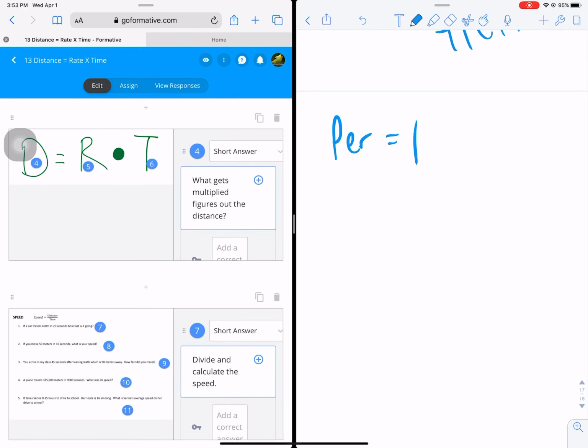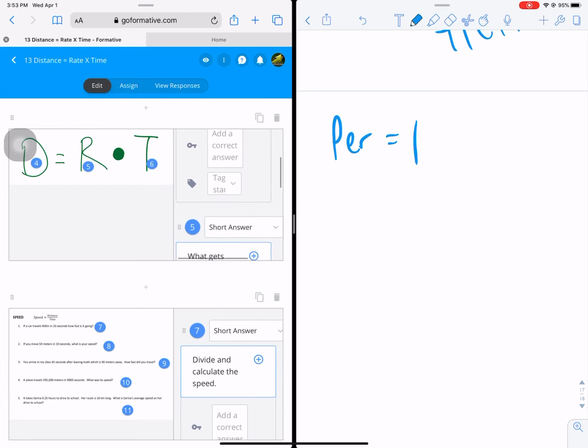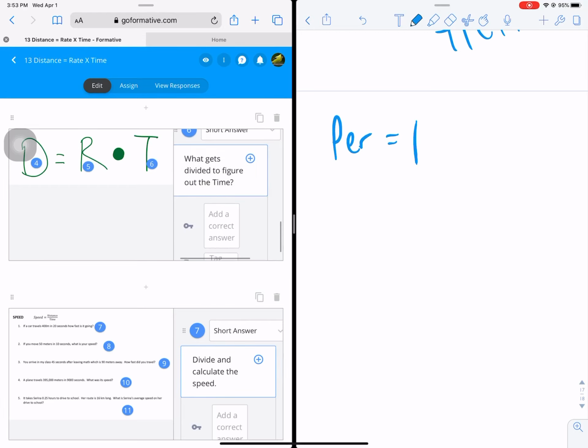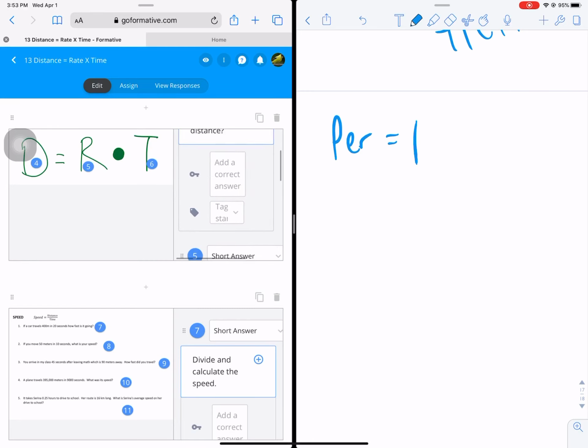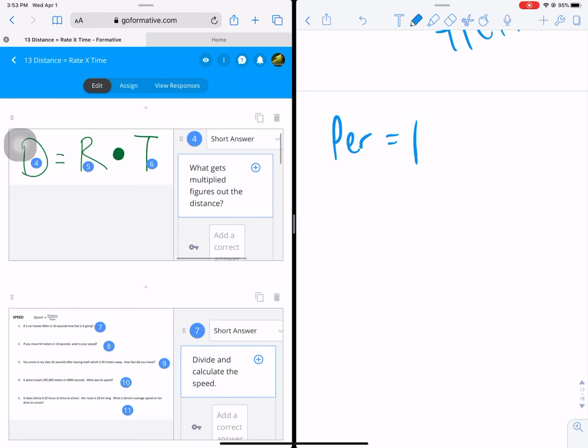And then same with this. We're going to figure out, what is that? What is that? What is that? This wants you to tell me how you figure out each one. So this one says, what gets multiplied to figure out the distance? Well, these 2 things get multiplied. So as long as you know what R and T are, you should be good to go.